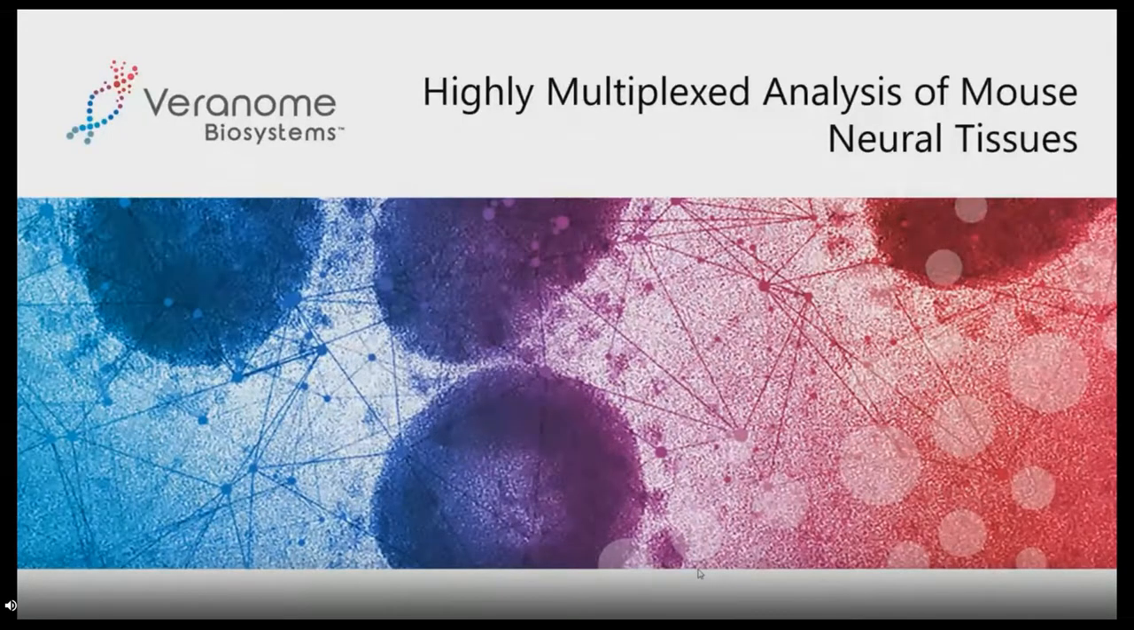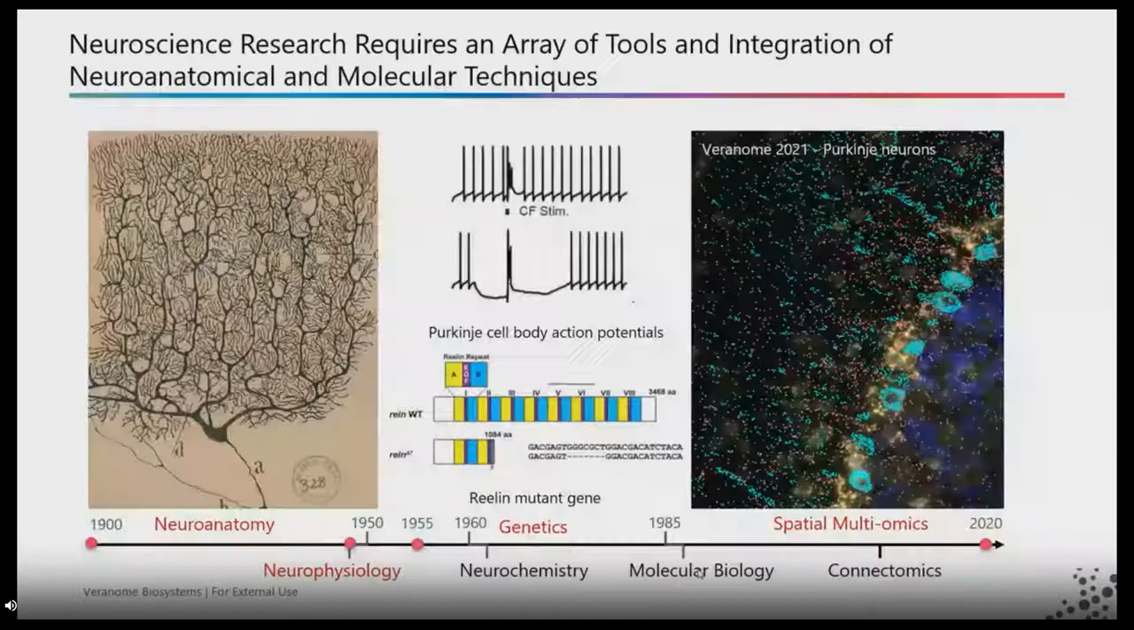Okay, great. Hello, this is Brian Hilbush from Varenome Biosystems. In this part of the webinar, I'm going to talk about highly multiplexed analysis of mouse neural tissues. We are developing a set of robust applications for neuroscience research, and I'm going to show you examples of our data that highlight the strengths and features of our system.